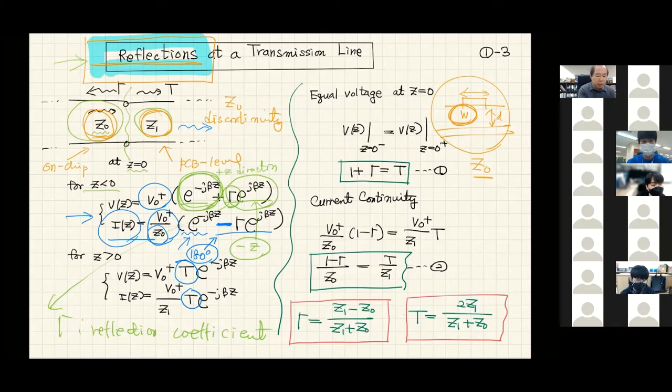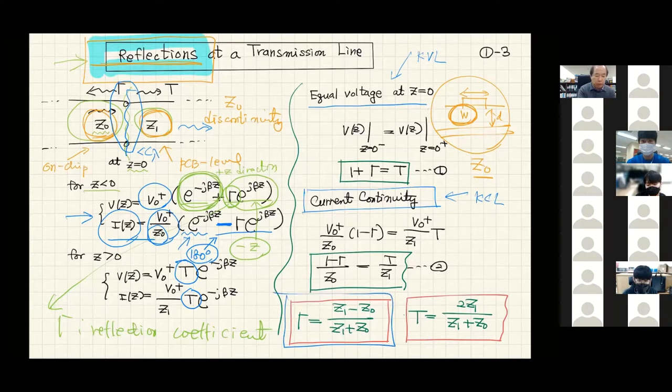Now, at this junction, I assume the junction is much, much smaller than the wavelength, so we can apply circuit theory at this junction. Because of circuit theory, the voltage at the left side and right side should be the same. Also, we have to apply current continuity. This is Kirchhoff's voltage law, and this comes from Kirchhoff's current law. By applying this continuity of voltage and current, we can obtain these two relationships: the reflection coefficient and transmission coefficient. That is totally determined by Z0 and Z1.